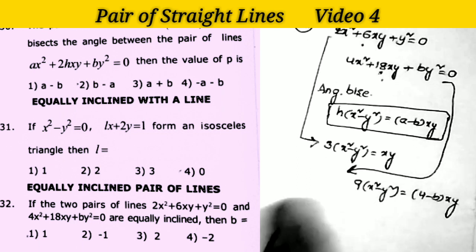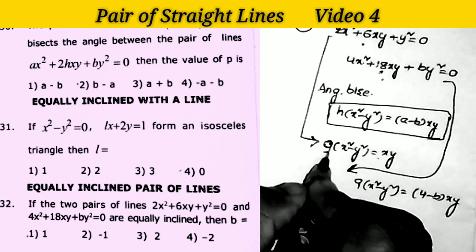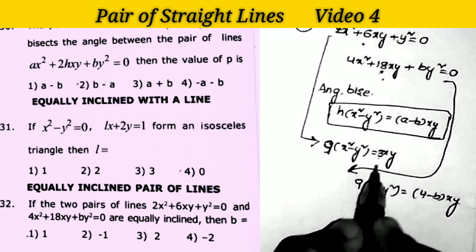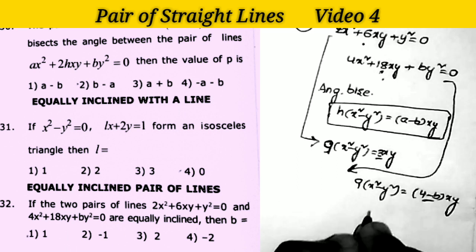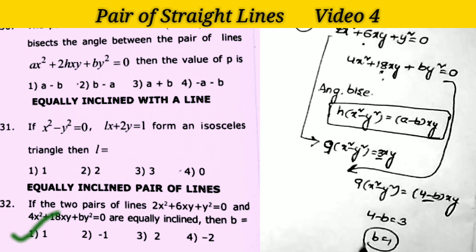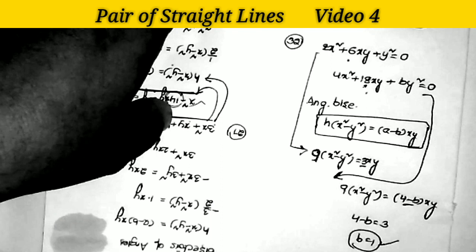Okay. Now to form the same values here, I just multiply this equation by 3. That is 9 into x square minus y square is equal to 3xy. Now we compare these two values. 4 minus b is equal to 3, then b is equal to 1. Therefore, the value of b is equal to 1 and that is the first option.